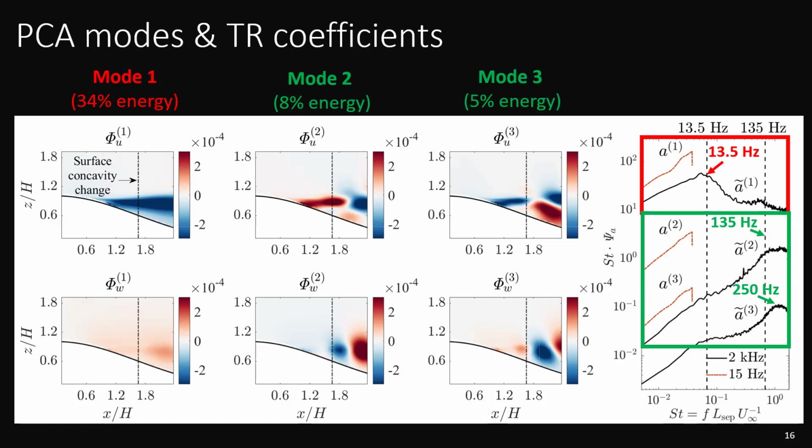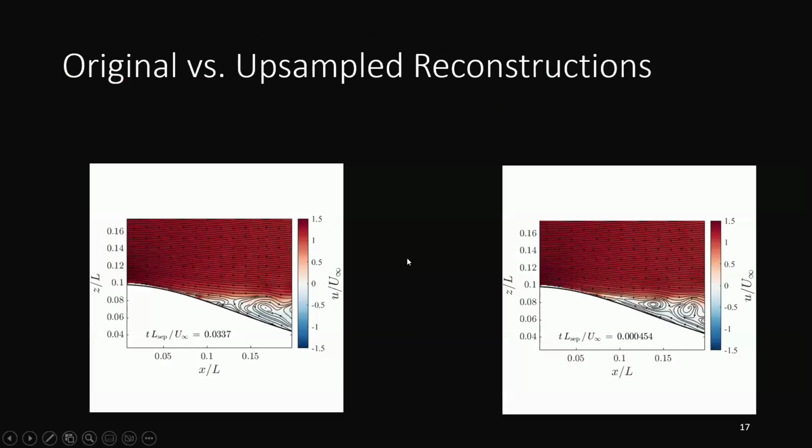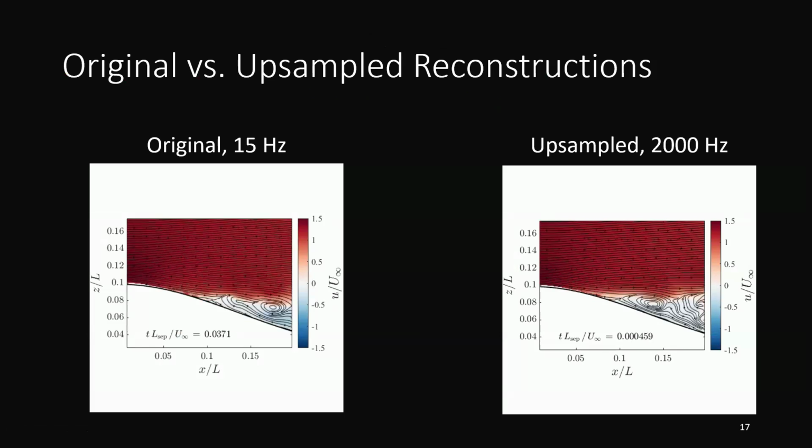And each of these modes corresponds to an actual physical process. Just to illustrate this, these were the original snapshots. They look completely uncorrelated. And here is the upsampled result at 2000 hertz. You can see we can actually reconstruct the evolution of vortices, the development, and the convection along the shear layer. These are pretty nice physical reconstructions of what we could get. So here's an idea.